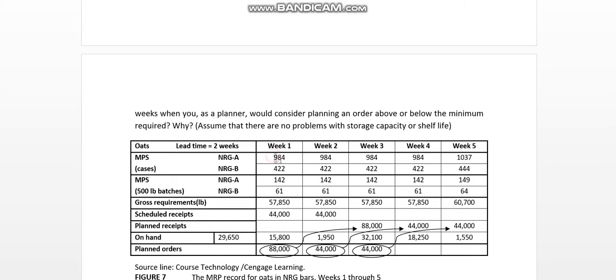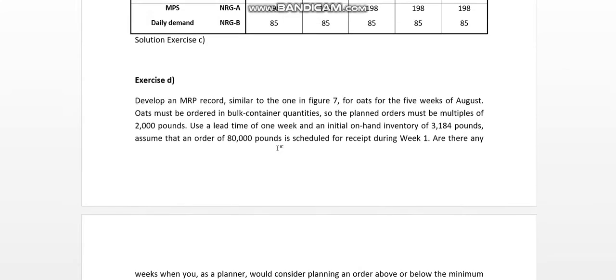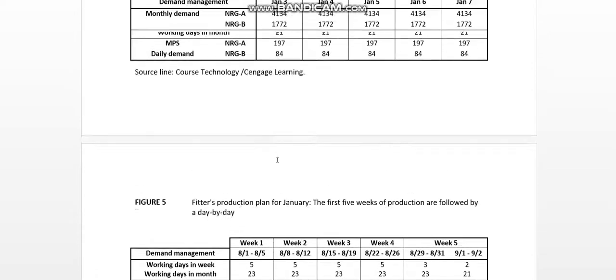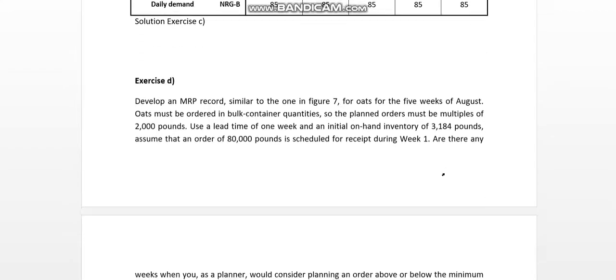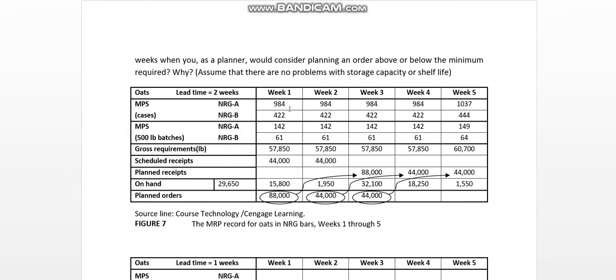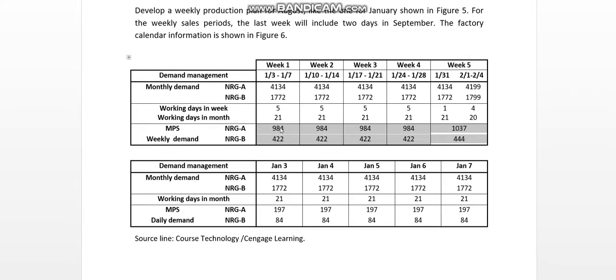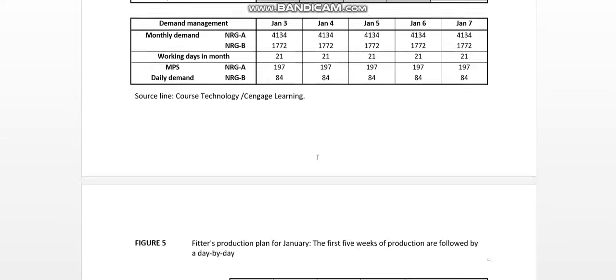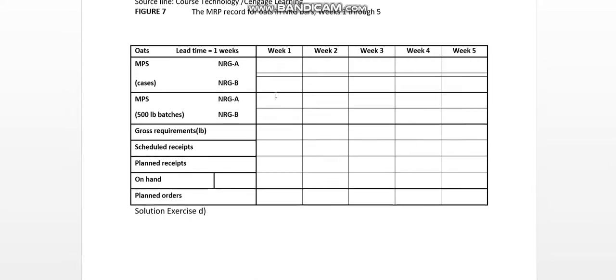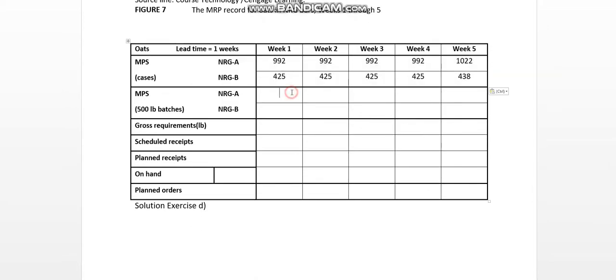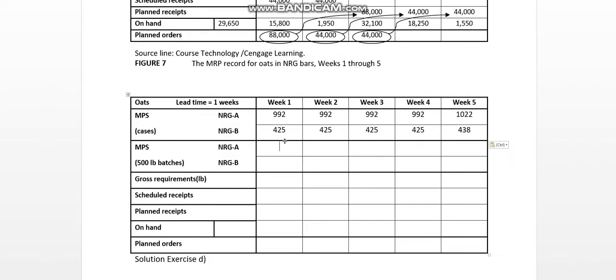And as you can see, these numbers 984 and 422 are coming from here. So 5 weeks, same numbers coming to here. That's why we have to take our own numbers. So it is here, and we put it in here. That's the first step.